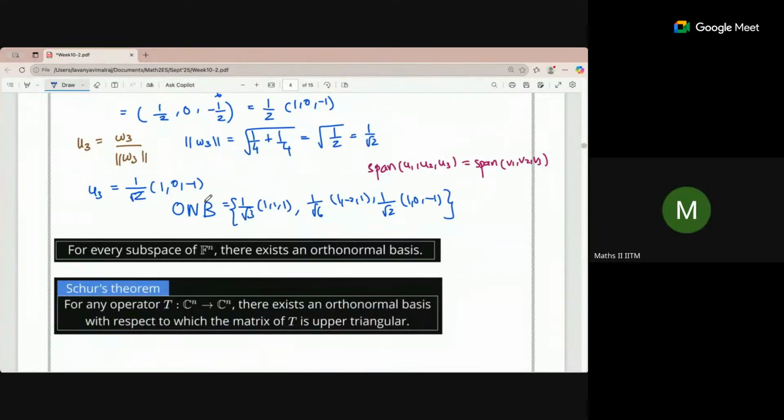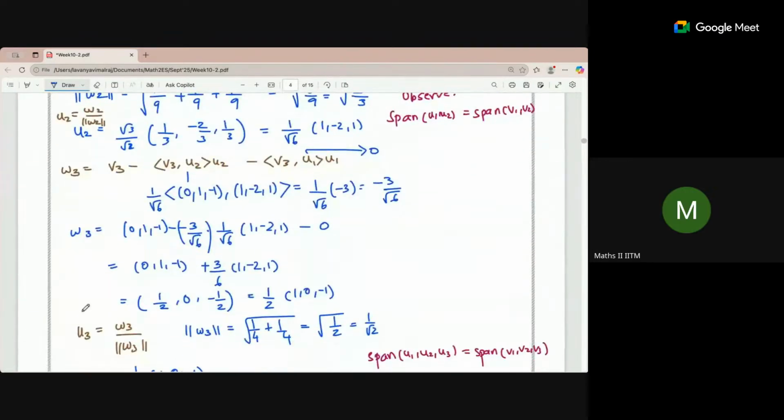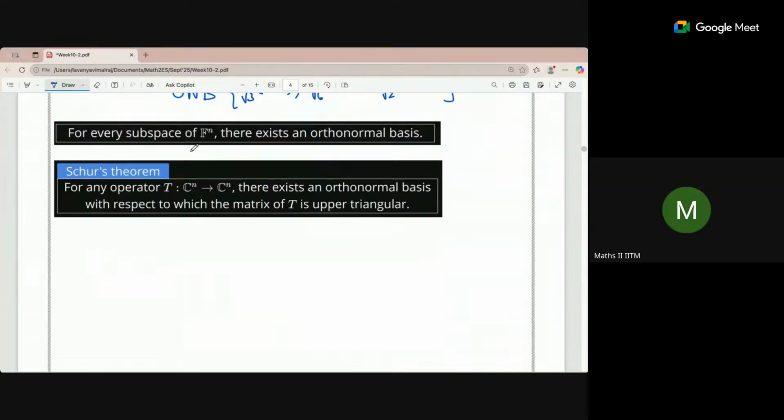Okay, so how to apply this formula, is that clear for everyone? Okay. So now, since any given set of vectors can be converted to orthonormal vectors, for every subspace of Fn there exists an orthonormal basis, right? Because for every subspace you know that you have a basis, and to that basis you apply Gram-Schmidt and convert it to an orthonormal basis. In that way every subspace has an orthonormal basis.